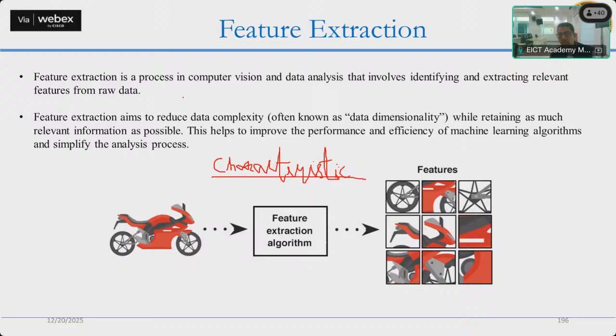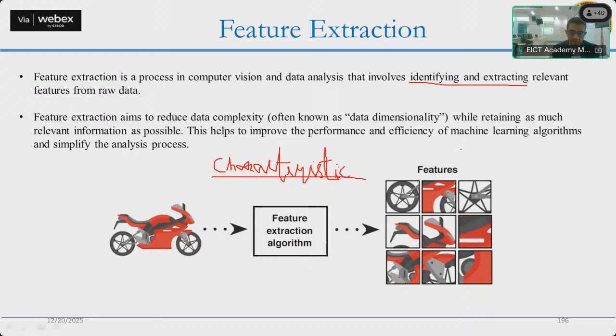Feature extraction is a process in computer vision and data analysis that involves identifying and extracting. Not only do you need to identify, but you also need to extract. It means you should put it in such a way, mathematically, that the value can be separated out. That is the key thing. Feature extraction aims to reduce data complexity while retaining as much relevant information as possible. This helps to improve the performance and efficiency of machine learning algorithms.